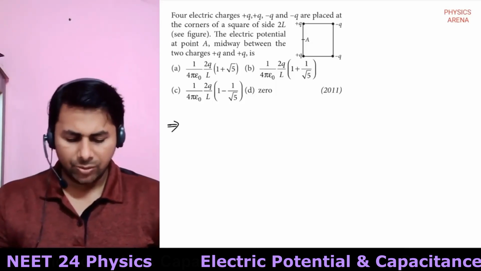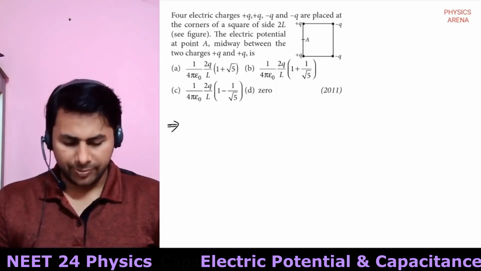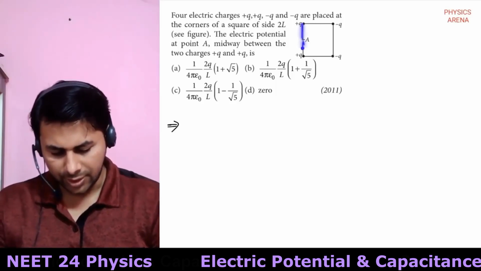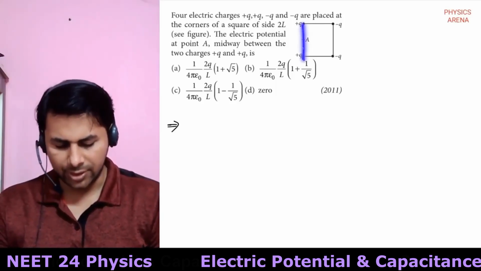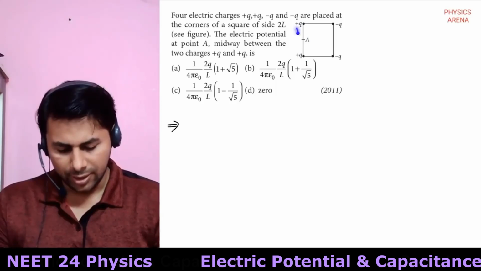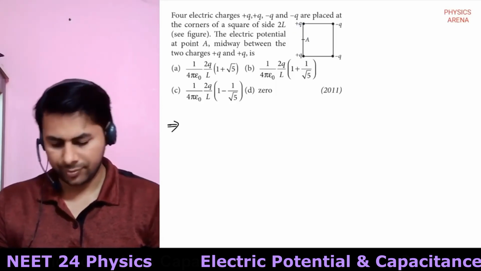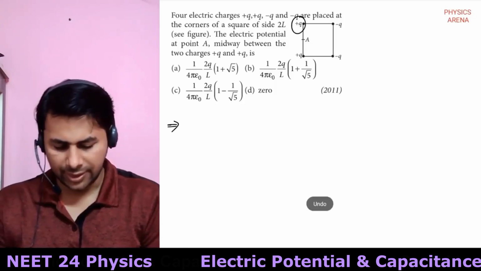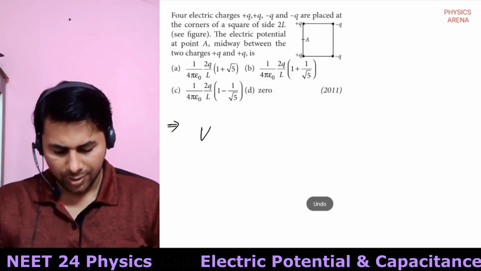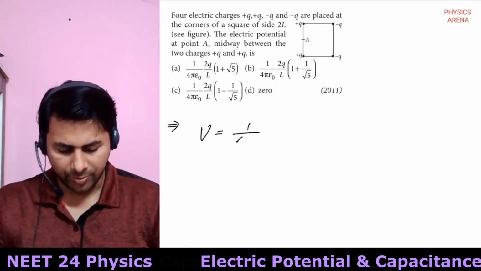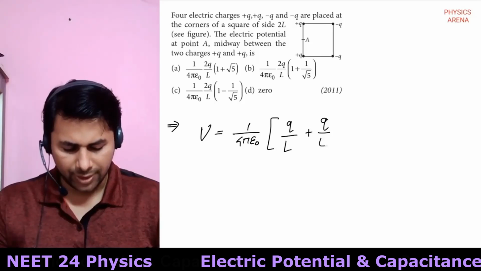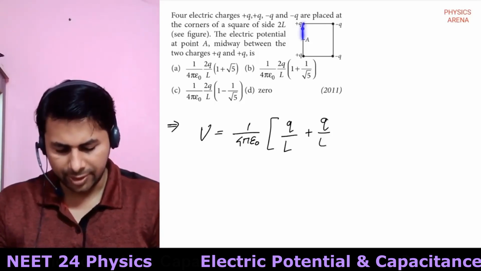So we just have to add the potential due to all of them, right? These two are at the same distance. This total distance is 2L, so this much distance will be L. Okay, potential due to this and this, what's that? V will be equal to 1 upon 4 pi epsilon naught. We can take common q upon L plus q upon L, right? They are at the same distance, L.